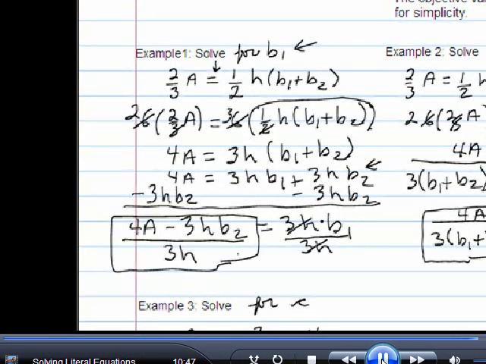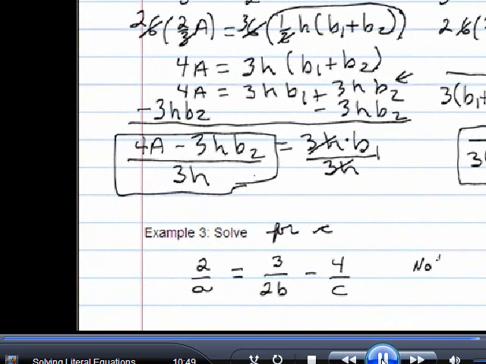Now, we would have to make a note here. The note would have to be that neither a, nor b, nor c could be 0, because if you divide by 0, your expression is undefined. So we're going to be doing this problem assuming that a, b, and c are all non-zero.